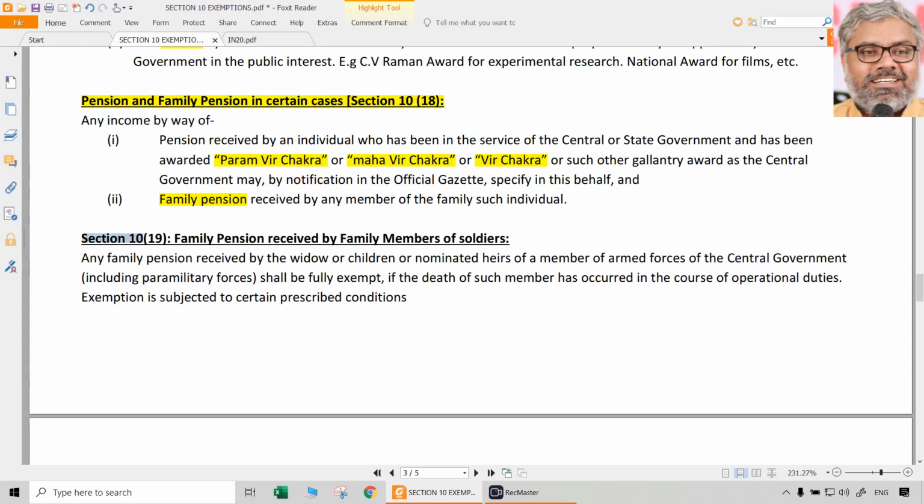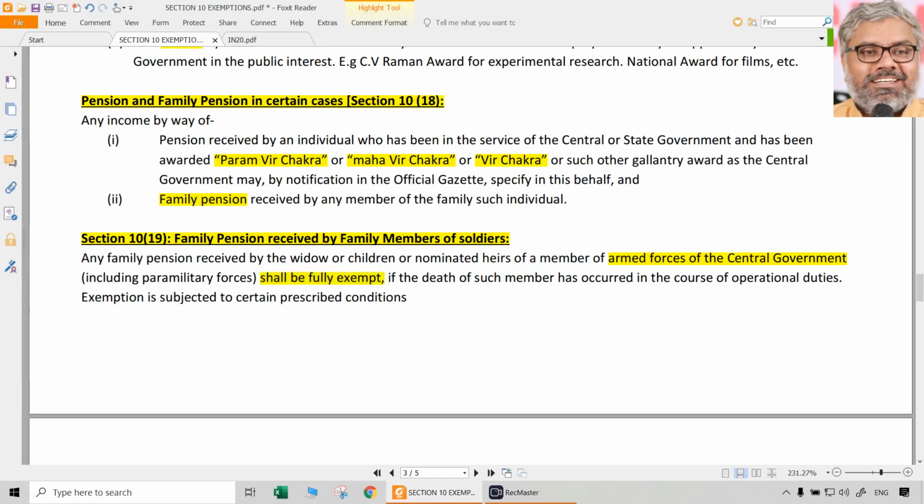Now, another section is there for particularly the family members of soldiers. Though they are not Mahavir Chakras, Paramveer Chakras, but still, any family pension received by the widow or children or nominated heirs of members of armed forces of the central government. In this case, naturally only central government will come. We are not talking police. So central government armed forces, including paramilitary forces like CRPF, CISF, BSF, etc. So including them, any armed forces of central government's family members receiving a family pension, that shall be fully exempt.